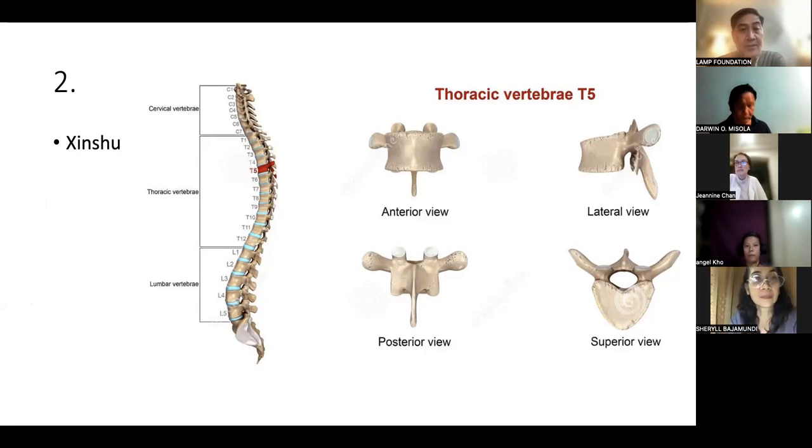Here it is, right? Yes. So I'm actually showing you T5, the fifth thoracic vertebra. Ma'am Angel said it is located 1.5 tsun. Can you tell us how to measure the tsun, Ma'am Angel, for the benefit of those in batch 1 and batch 2? What is our basis for measuring the tsun?